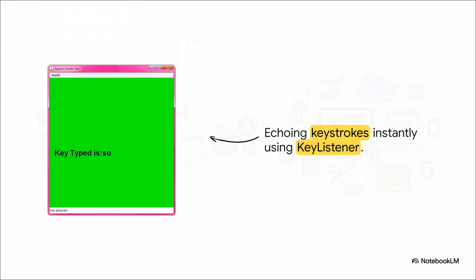Similarly, tapping into the key listener interface allows the program to intercept physical keyboard events. Every single time a user strikes a key, the program catches that event and immediately echoes those exact keystrokes directly onto a bright green screen. It's a really perfect, simple example of software instantly responding to human input.